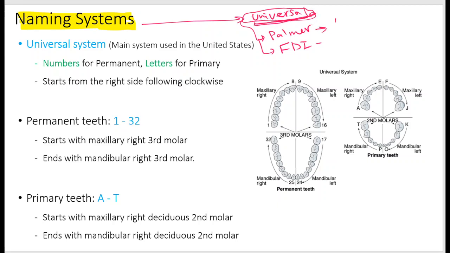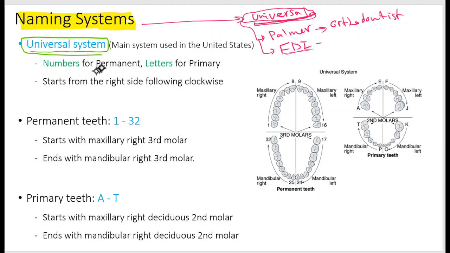Palmer is usually used by orthodontists, and it's actually much easier than the universal, but you'll see. And then FDI is usually used internationally, like in Europe. We'll go through each one of them one by one and see how we name our teeth. So, starting with the universal system, that's the main one used in the United States that you need to focus on and know.